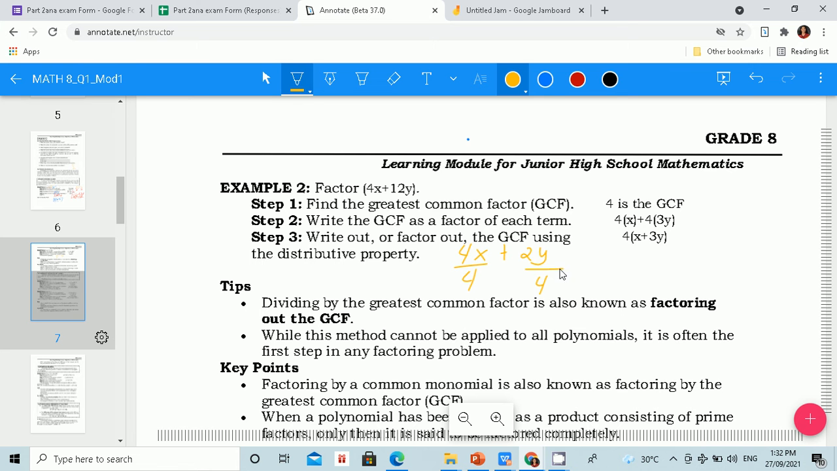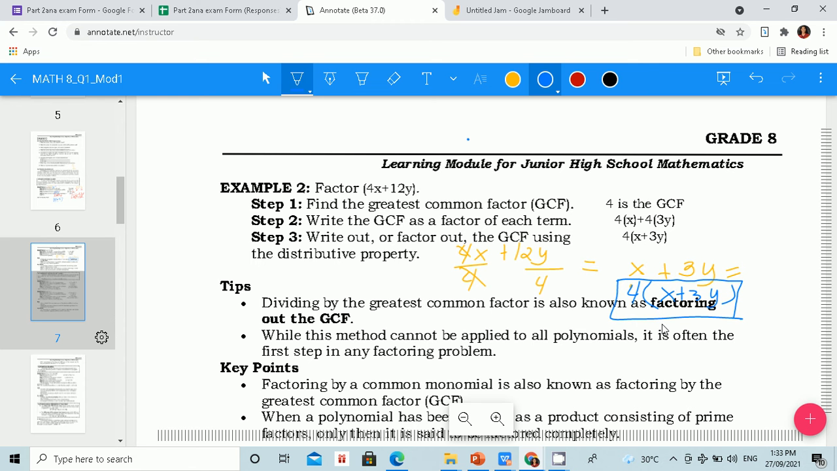So 4x divided by 4, cancel, cancel. We will be left with x plus 12 divided by 4, that is 3y. Now, to get the final answer, we write our factor, which is 4, and then we multiply it with the result, x plus 3y. So this is our final answer.